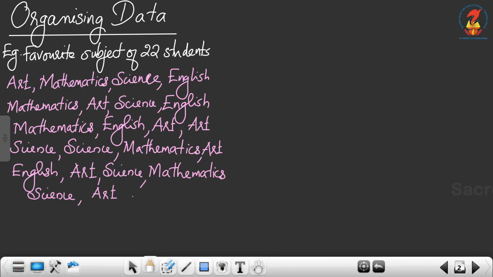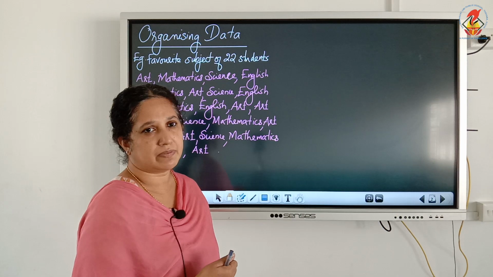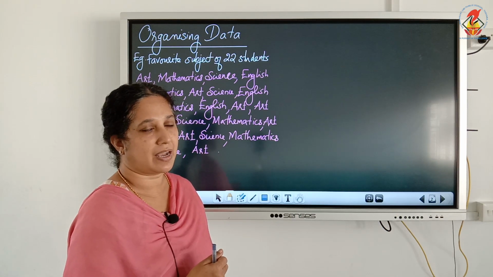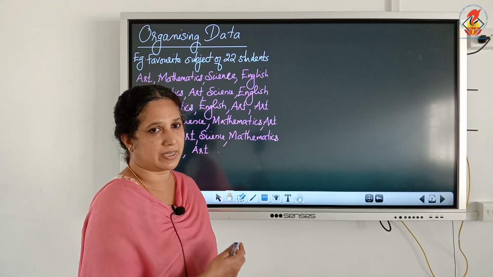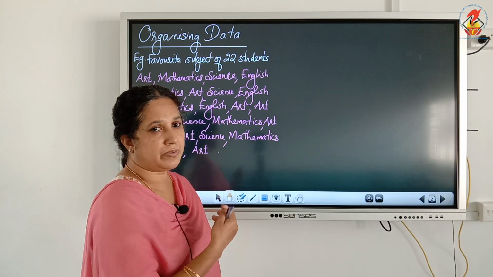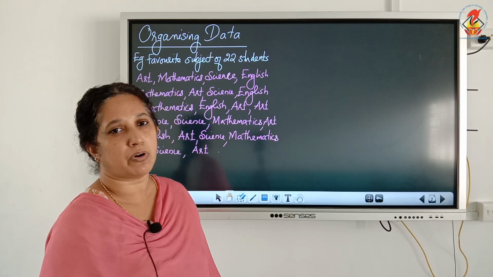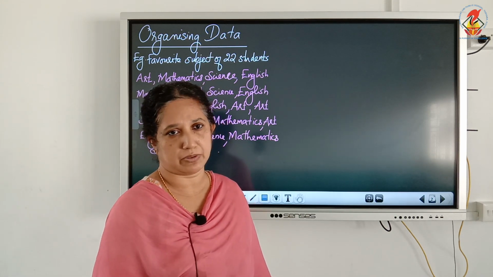Now look at this example. The favorite subject of 22 students are given: art, mathematics, science, English. So when you look at the data, you can see that it is unorganized data. When we look at this data, you won't understand which is the most liked subject and which one is the least liked. If you organize the data properly, you can make conclusions.